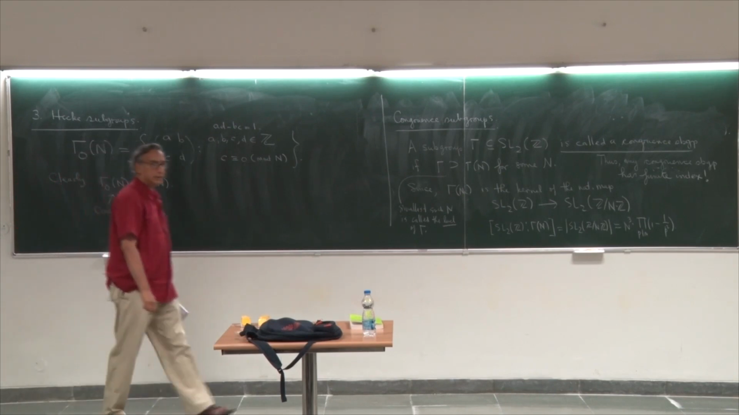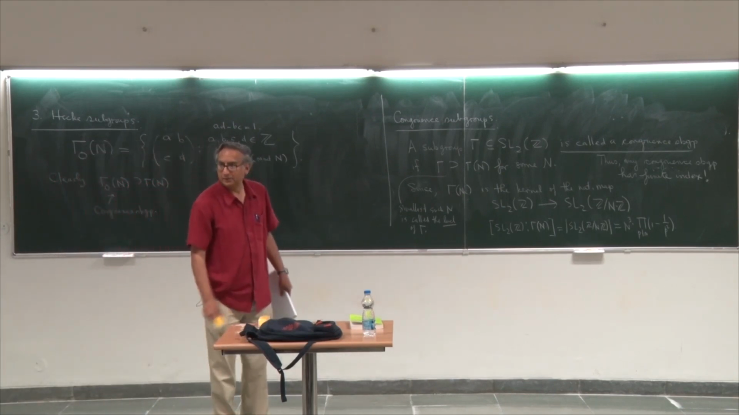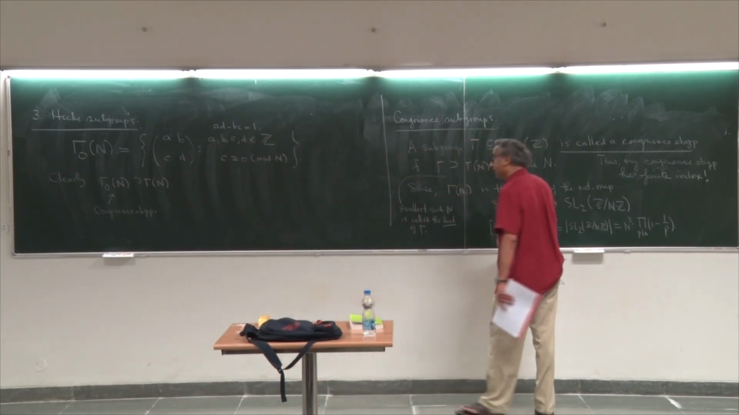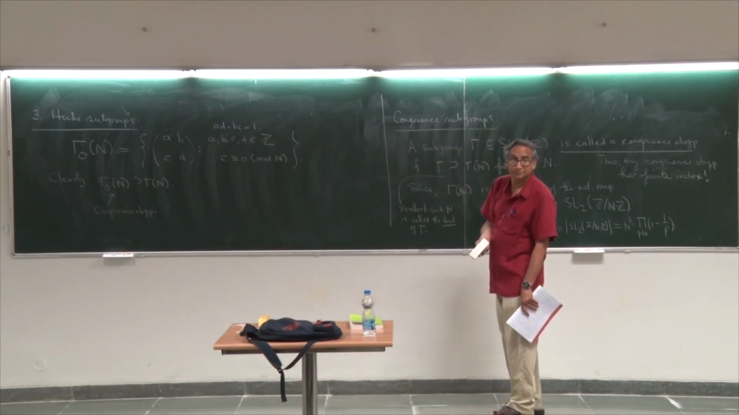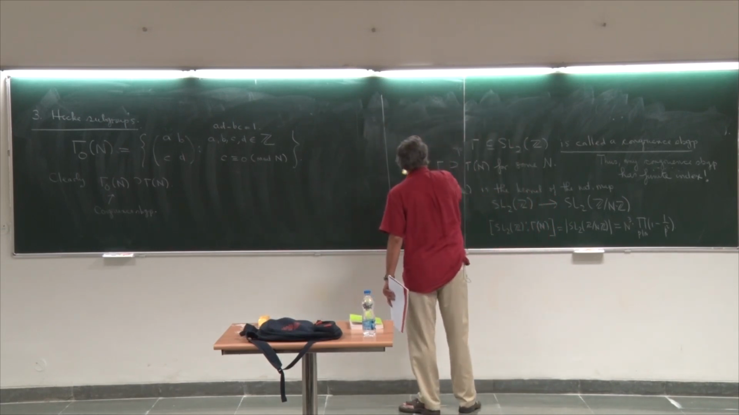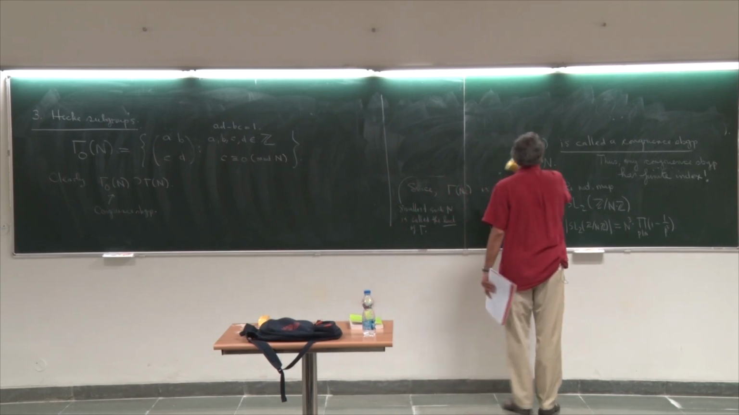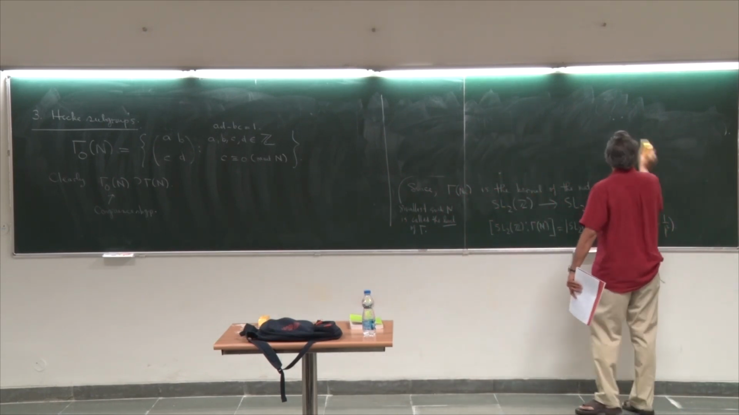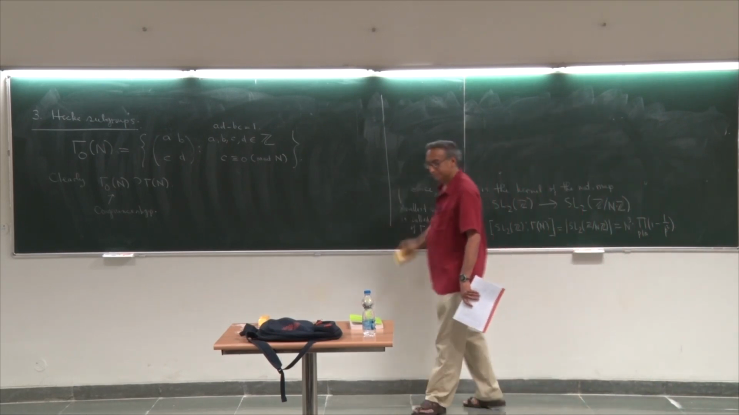Okay, now I'd like to calculate the index of this congruent subgroup. We calculated the index of gamma of n. I'd like to calculate the index of gamma naught of n. And again, in order to do these calculations, we use some basic algebra, essentially the first isomorphism theorem.